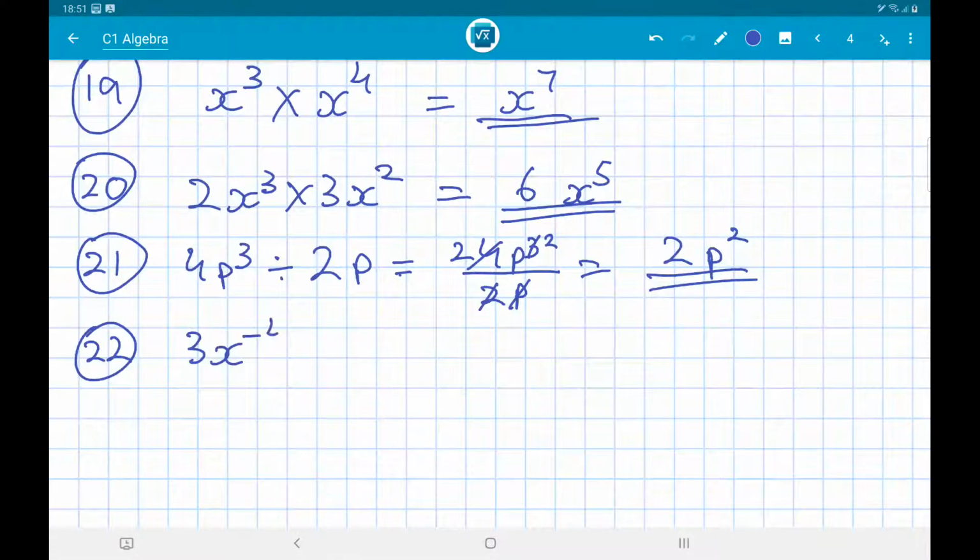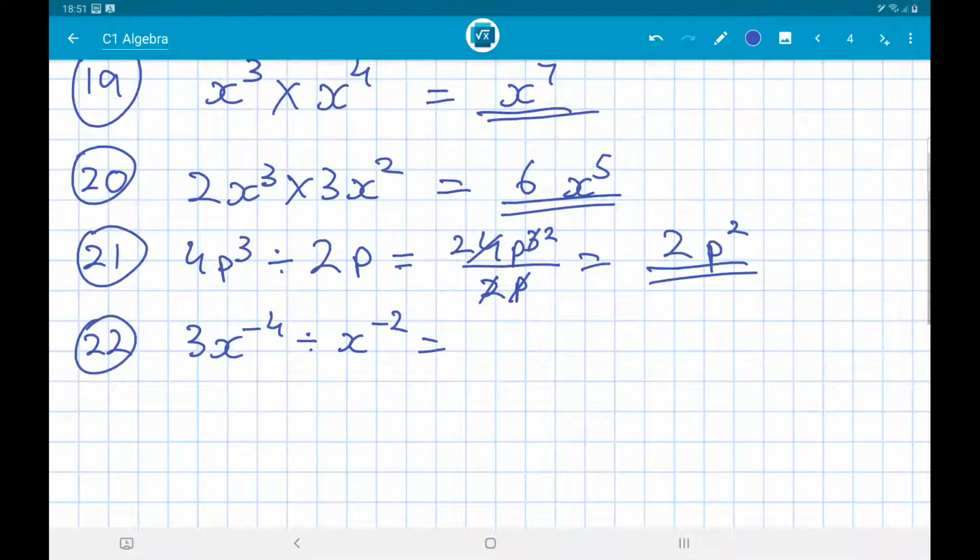3x minus 4 divided by x minus 2. Oh, by the way, you see what happened over there, right? Because this was p to the 1, that was p to the 3. And because that was divided, we do 3 minus 1 gives you 2. Similarly, if we do the same thing over here, we end up with 3x minus 4, and then minus 4 minus 2 gives you minus 2.